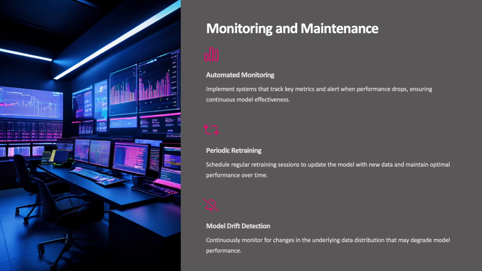Finally, model drift detection involves continuously monitoring the data that the AI model processes to identify shifts that could negatively impact performance. For instance, a credit scoring model might face drift during an economic downturn when applicant behavior changes. Detecting this drift early allows for timely retraining, ensuring continued accuracy and effectiveness.